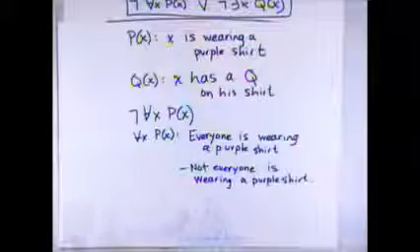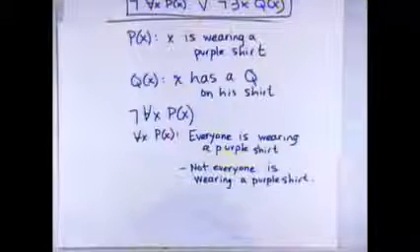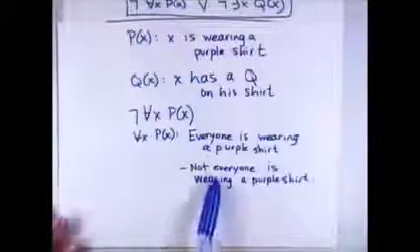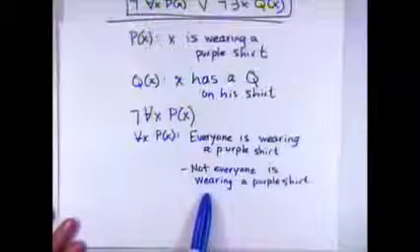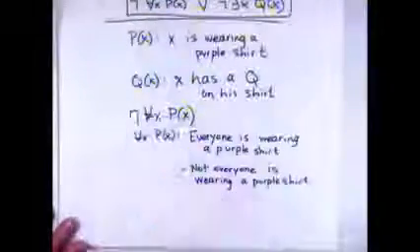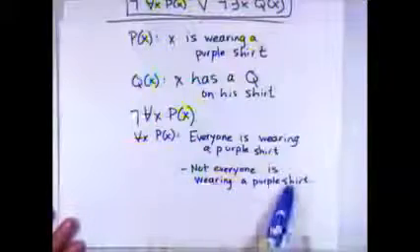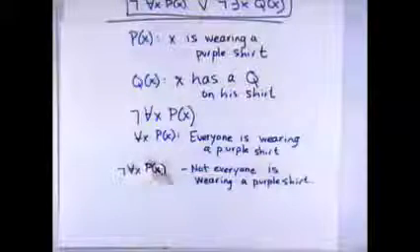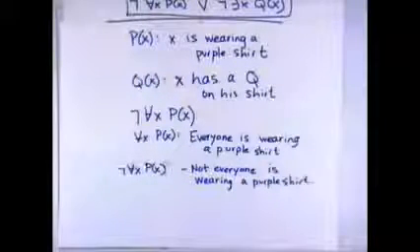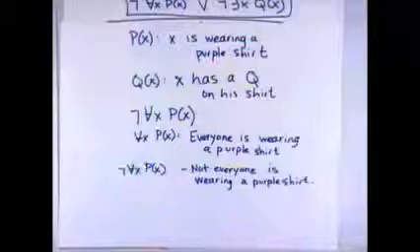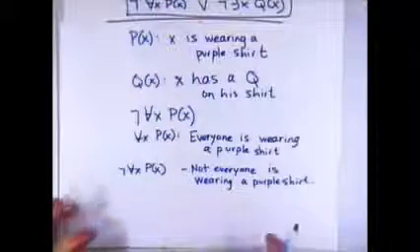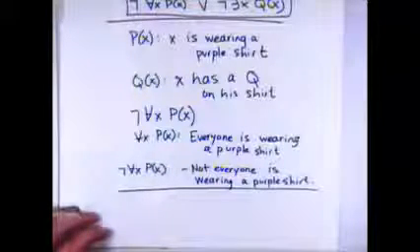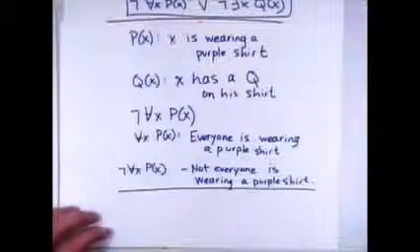So how many people have to not be wearing purple shirts to make this false? Just one. So I could say there's at least one person that isn't wearing a purple shirt. That would be the same as not for all x P of X. That's the same as saying not everyone is wearing a purple shirt. So this is writing the English directly from that. So not everyone is wearing a purple shirt is just writing the English from not for all x P of X. Then if I wanted to make it a little bit more understandable English sentence, I would say there's at least one person who's not wearing a purple shirt.